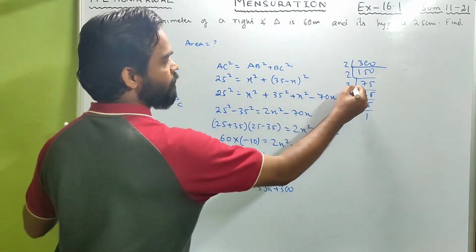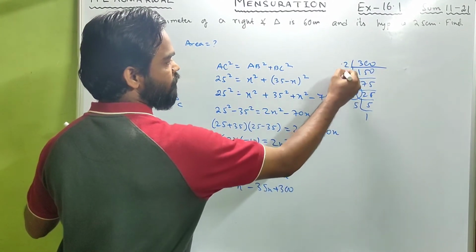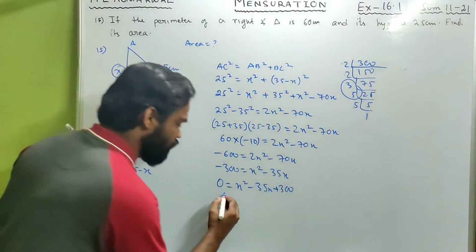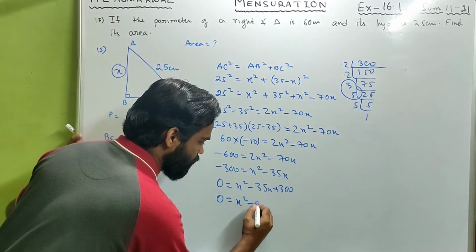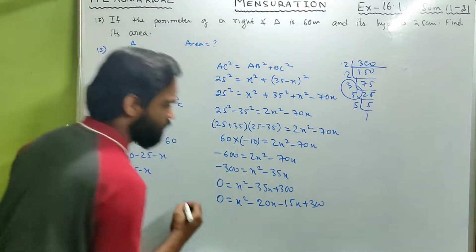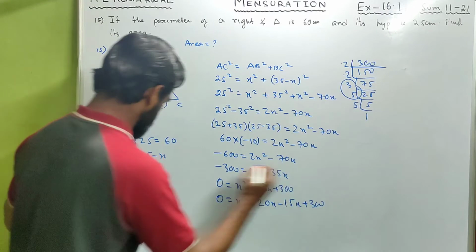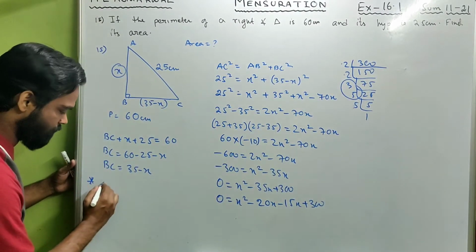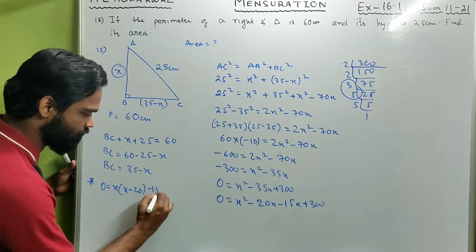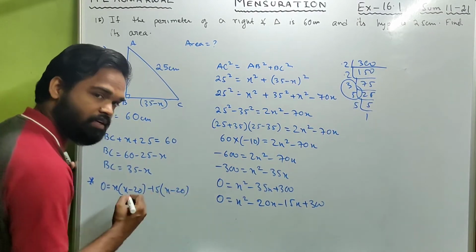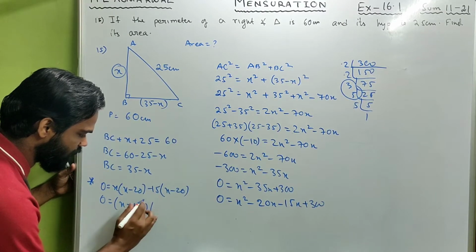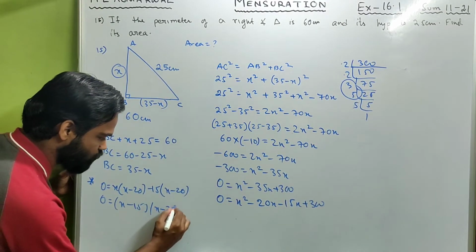Just look over here. 2 2s are 4, 4 5s are 20, and 5 3s are 15. 20 and 15. So, we got it. So, we have x square minus 20x minus 15x plus 300. Isn't it? Just solve it. I'll solve it over here. So that becomes 0 equals to x common, x minus 20, minus 15 common, x minus 20, isn't it? Which means we can have x minus 15 and x minus 20.